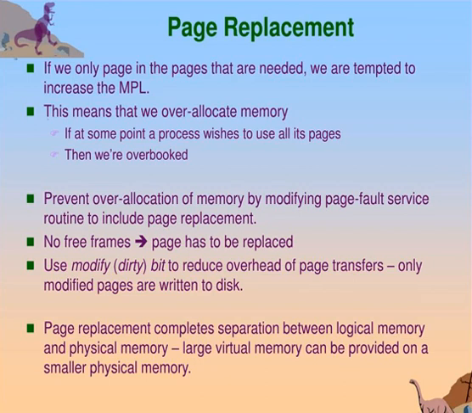Over allocation here manifests itself as follows. While a user process is executing, a page fault occurs. The hardware traps to the operating system, which checks its internal tables to see that this page fault is a genuine one rather than an illegal memory access. The operating system determines where the desired page is residing on the disk, but then finds that there are no free frames on the free frame list. All memory is in use.